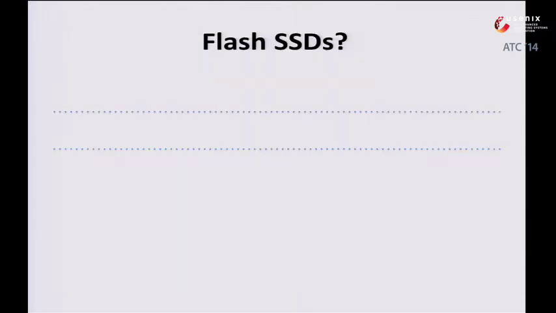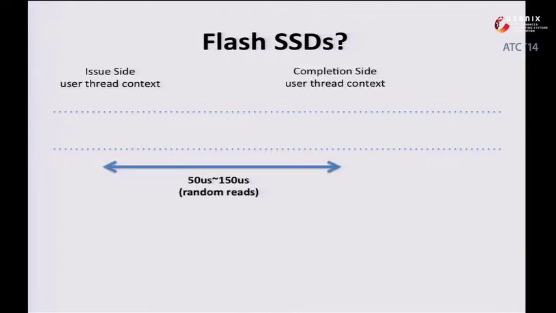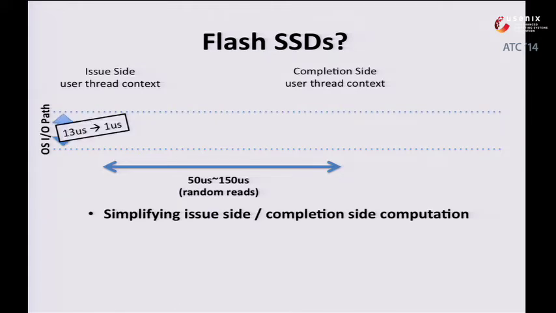But, okay, what about flash SSDs? Can we apply all these techniques to the current generation of flash SSDs? Since flash SSDs need at least 50 microseconds, and 100 microseconds for normal MLC SSDs, to perform an I/O, the picture is slightly different. So first, if we simplify the I/O path, getting rid of the 13 microseconds as I said before, it won't be that dramatic, but it is beneficial. So this is the right way to go.